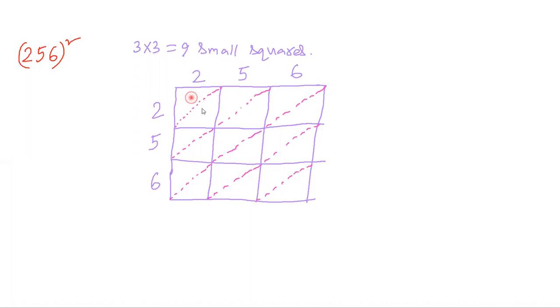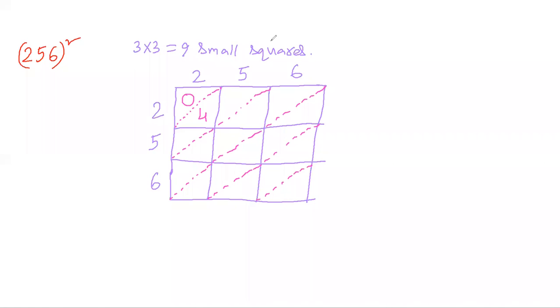Here 2 places are there. This is the one place, this is the other place. Since 4 is a 1 digit number, we have to take it in this way. Here we can write 0 and here we can write 4.